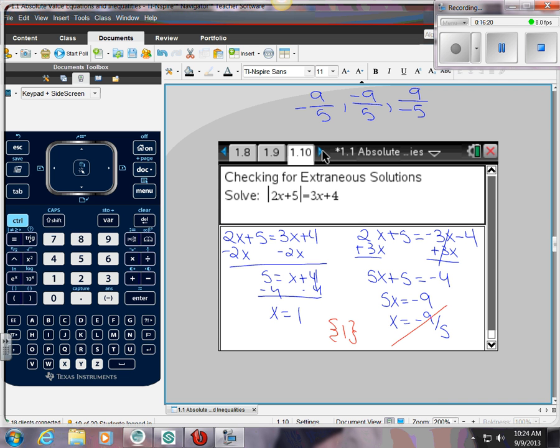No, the cradle has to be on in order for me to send you stuff. But it's all on your calculator. It's not going anywhere.